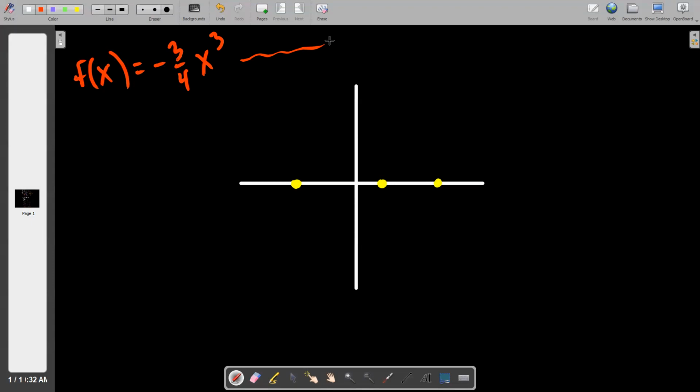Right? And that, by the way, I don't think that's accurate. This would need to be to the fourth. I apologize. Go ahead and fix that for me real quick. If you've written it down, fix it.